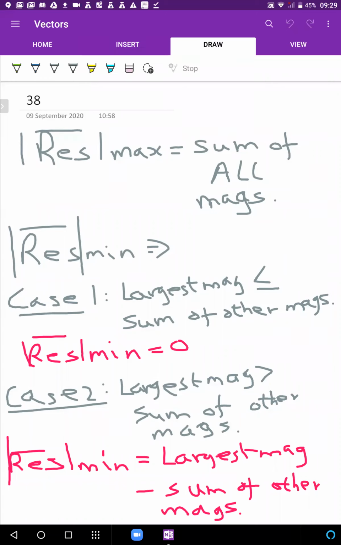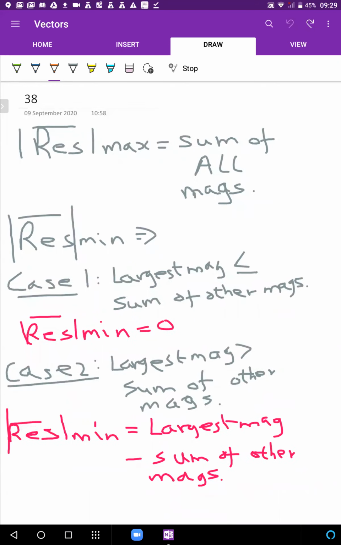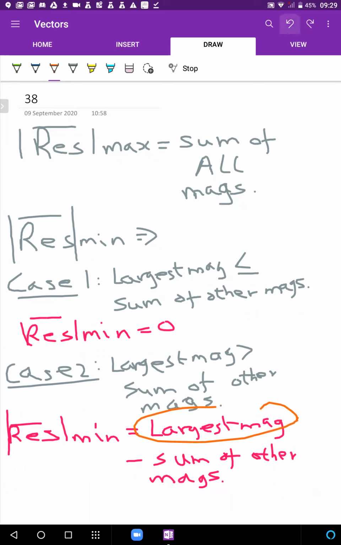Resultant min value has two cases. Case one is when the largest magnitude is less than the sum of all the others, मतलब इसमें zero possible है, and zero is the answer. Case two, जब largest magnitude बाकी सबसे बड़ा है, तब zero possible नहीं है, तो तब minimum क्या होगा? Largest magnitude minus sum of other magnitudes. So that's the basic idea. ठीक है? This is the basic idea.